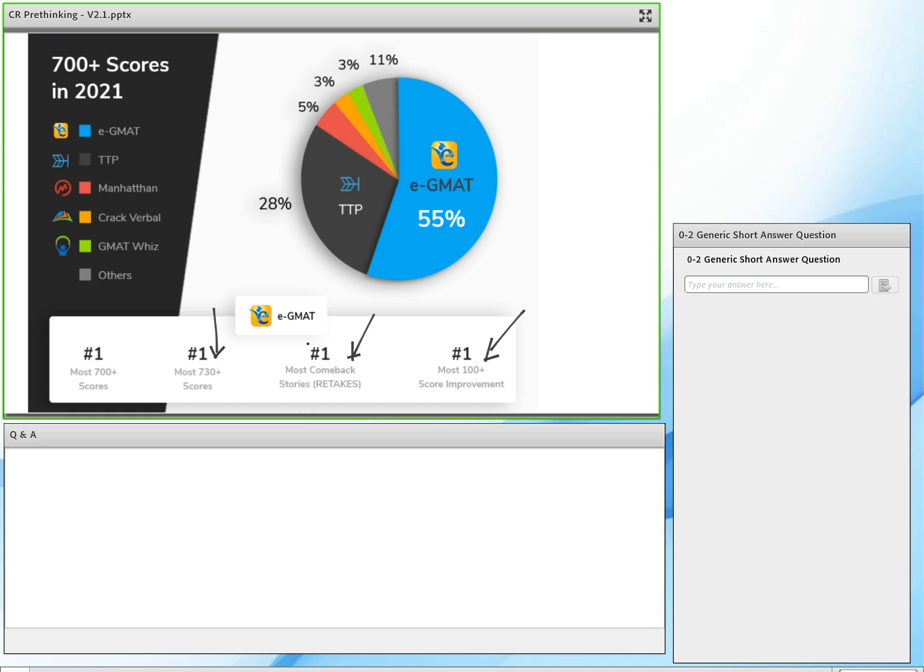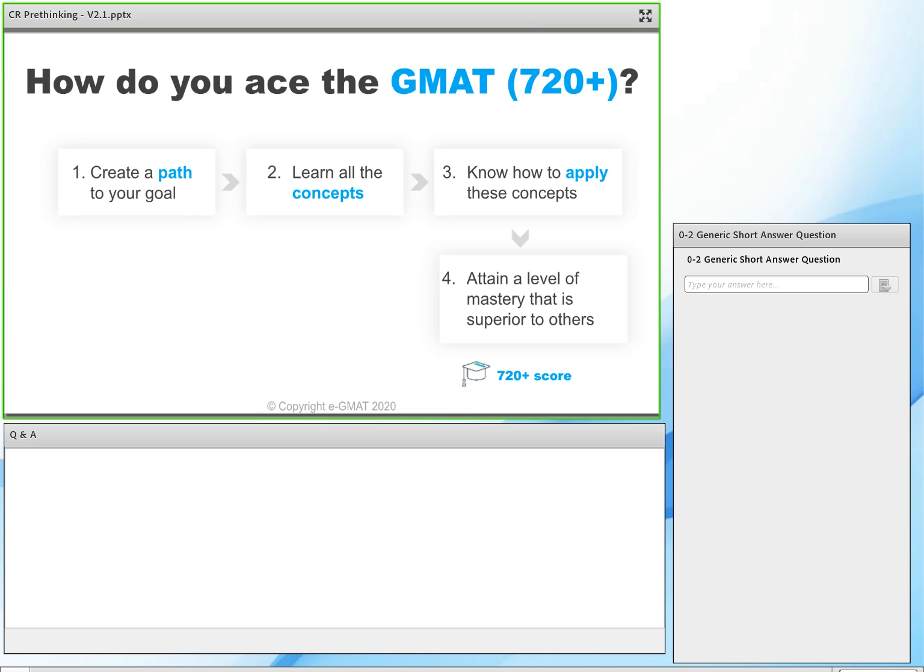Now, I'm going to give you a glimpse of how that translates to personalization in one aspect of your preparation, which is just building that first study plan, which is something that you do when you start studying for the GMAT. In general, getting to a score of 720 or higher, which the majority of you are aiming for, the first thing you have to do is to visualize the path to your goal.